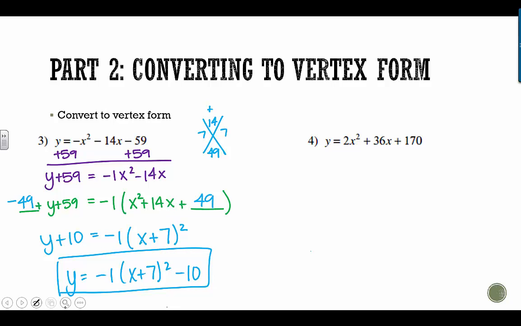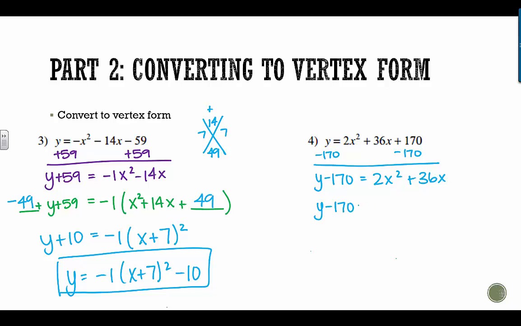So let's do this last one together, just because I know this is weird. So subtract 170 from both sides. You get y minus 170, and that equals 2x squared plus 36x. But remember, you can't have that 2 there. So what we have to do is factor it out. And then fill in the blanks.